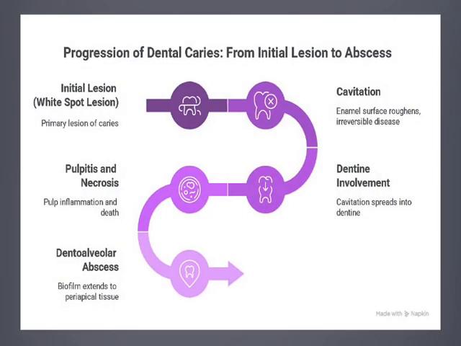Dental caries progresses through stages starting with a white spot lesion, which is an early reversible sign. If untreated, the enamel surface roughens and cavitation occurs, spreading into the dentine. This can lead to pulp inflammation and necrosis, eventually resulting in abscess formation if infection extends beyond the tooth.